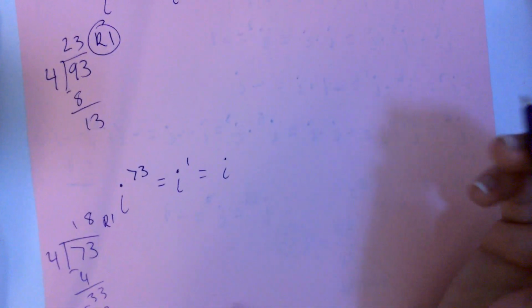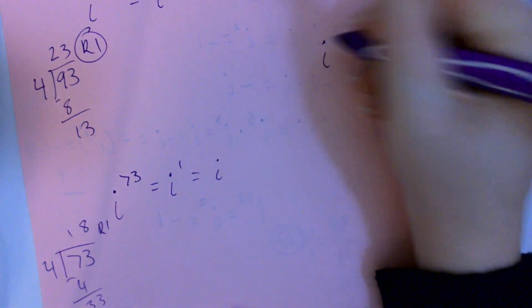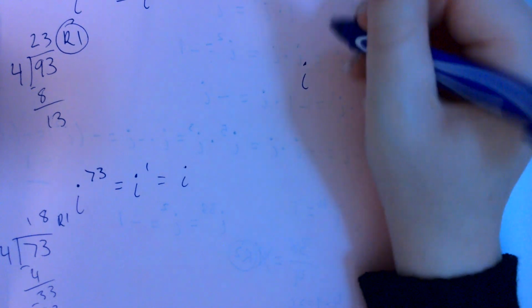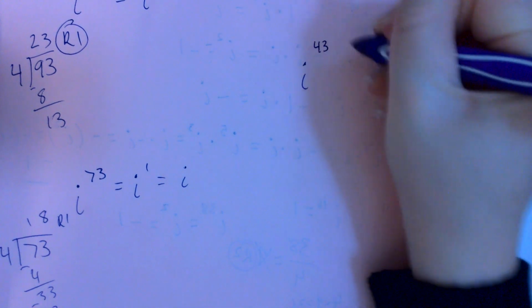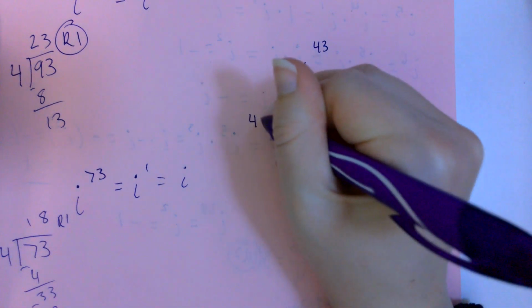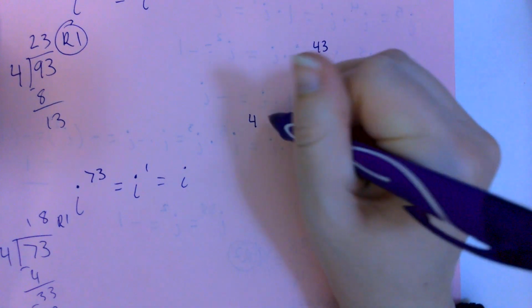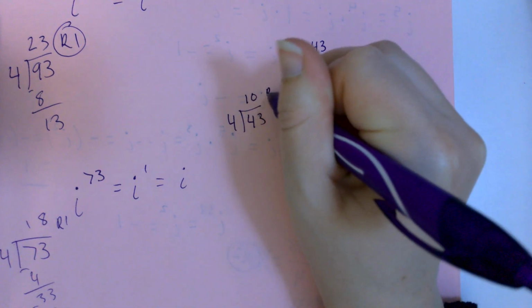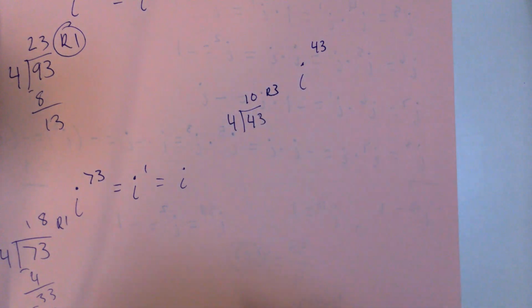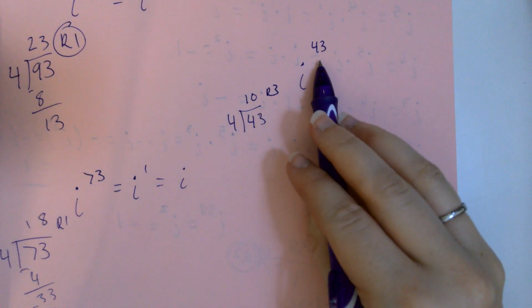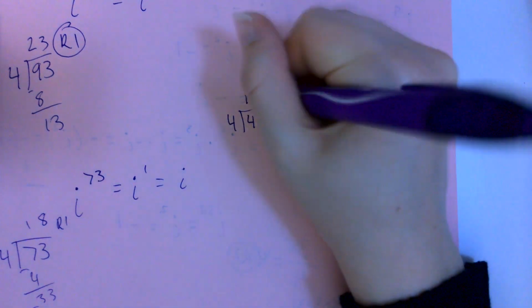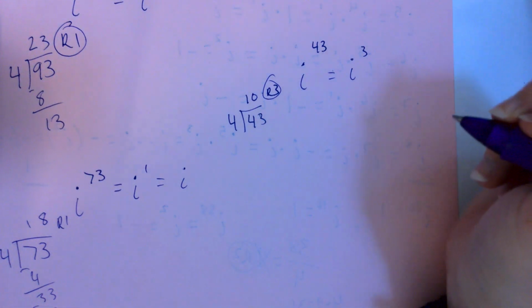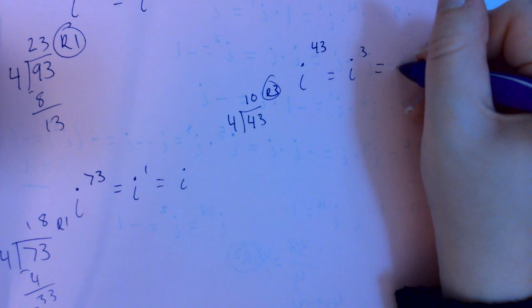Let's do one more. Let's try i to the, let's see, 43. So we pretty much know just by looking at this, if you divide 43 by 4, you're going to get 10, remainder 3. 4 times 10 is 40, and you have 3 left over. So this is going to be the same as i to the third power, which was negative i.